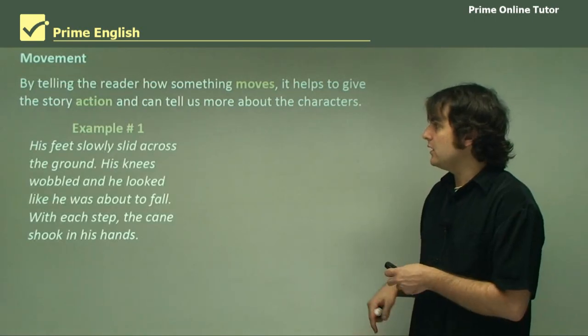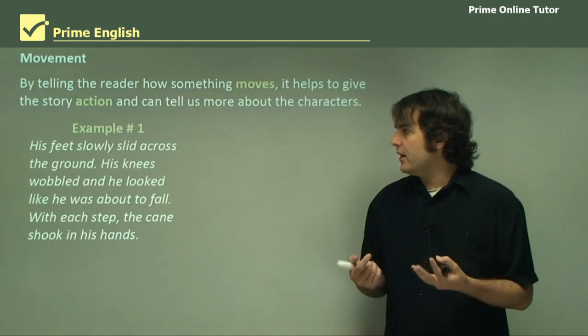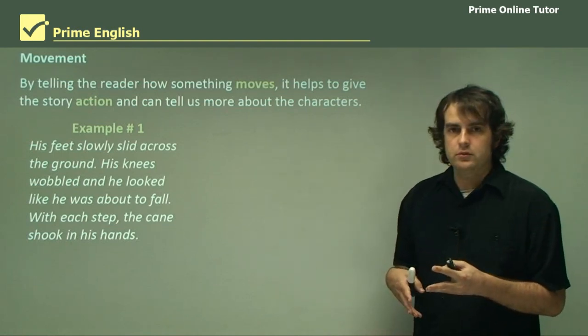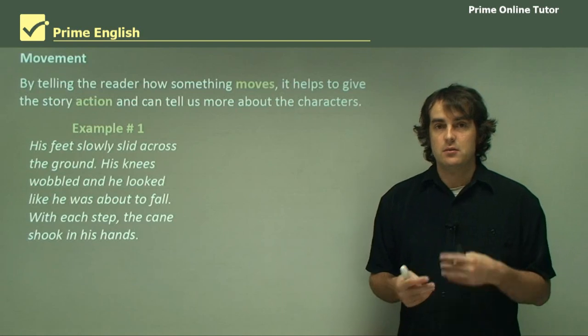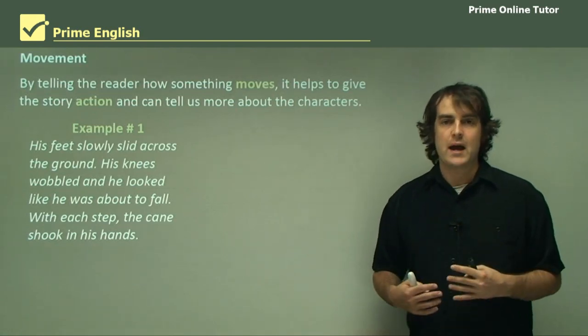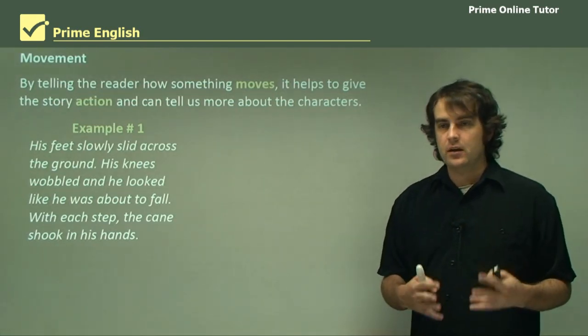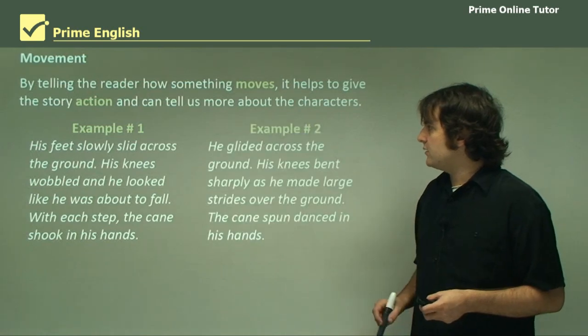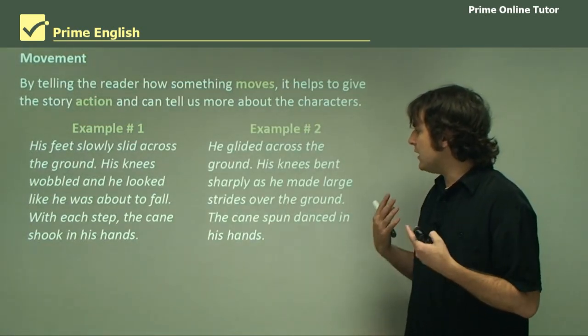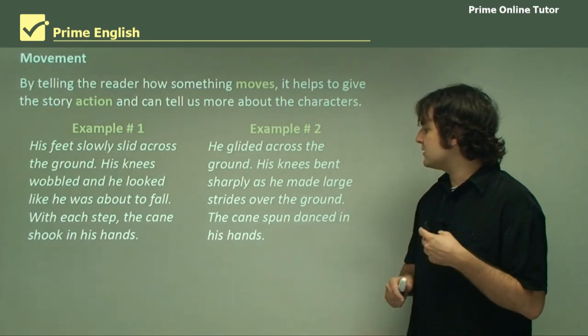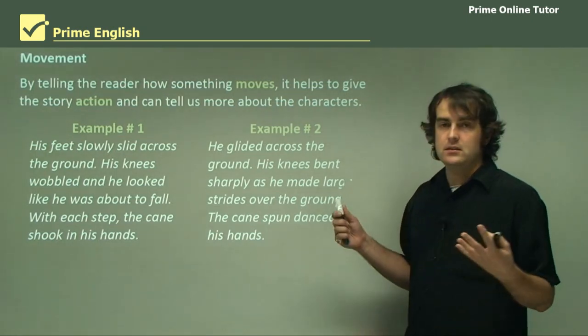So to start with, his feet slowly slid across the ground, his knees wobbled, he looked like he was about to fall. With each step, the cane shook in his hand. So immediately you start to picture someone who's perhaps a bit older. Alright, let's look at the second example. He glided across the ground. His knees bent sharply as he made large strides over the ground. The cane spun and danced in his hands.